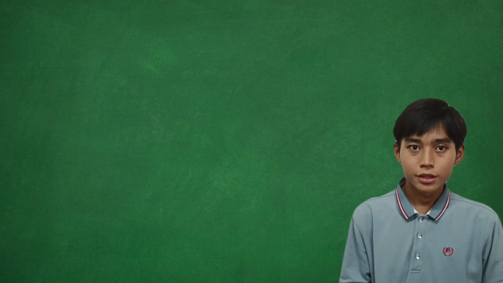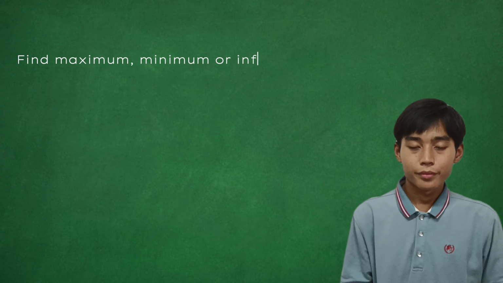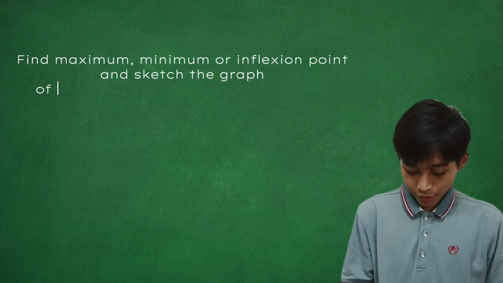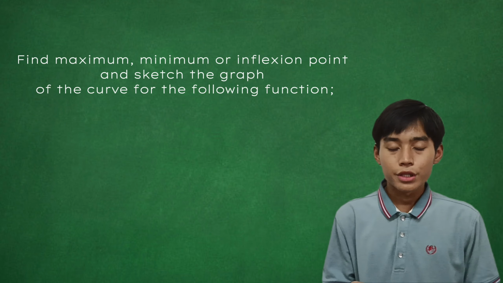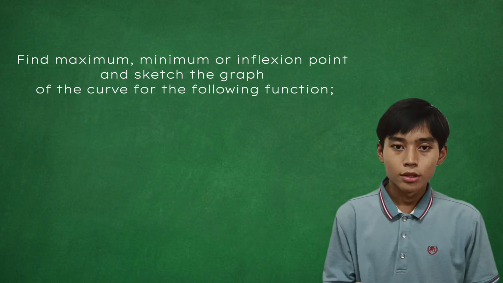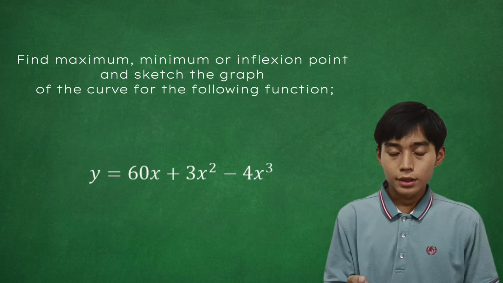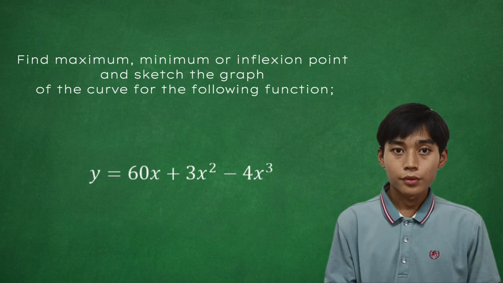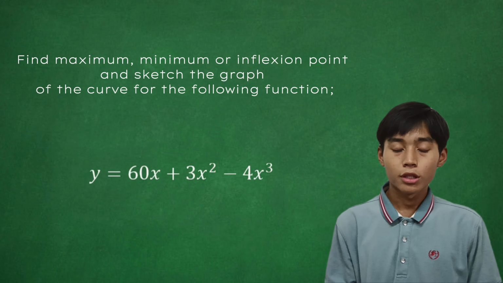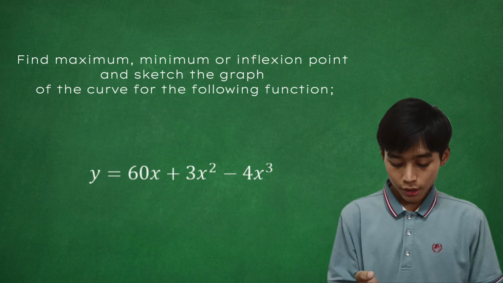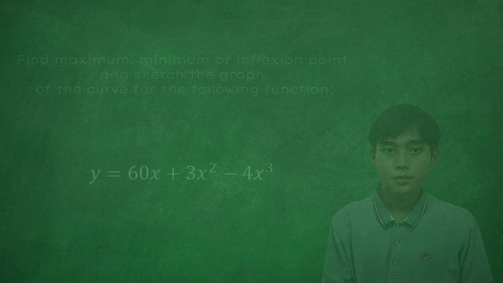Our presentation today is about how to find the maximum, minimum, or inflection point and sketch the graph of the curve for the following function. Our question is question 10, that is y equals 60x plus 3x squared minus 4x cubed. So I will pass the next part to Harry to explain the question.